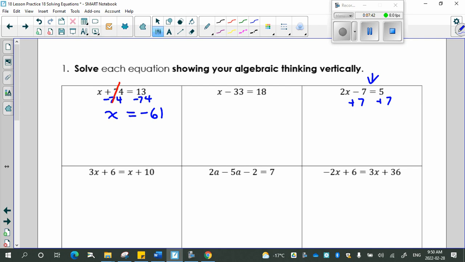So I see some people have the add 7 underneath the 2x. Why would I not put it there? Because I'm matching up like things, right? So negative 7 and positive 7. To show that I know it's a 0 pair, I'm going to cross it off.